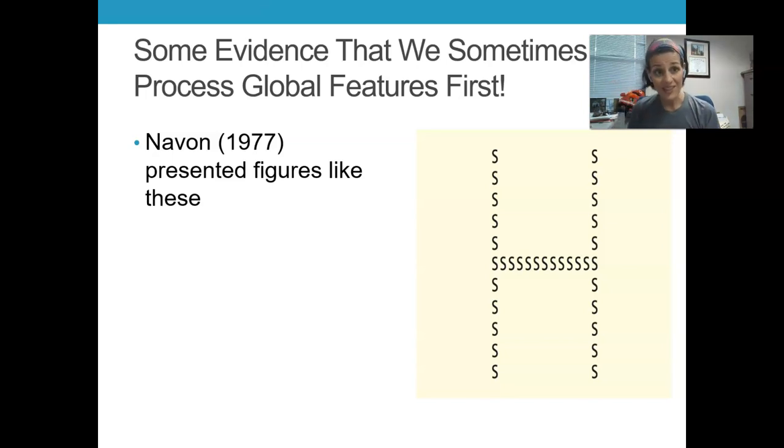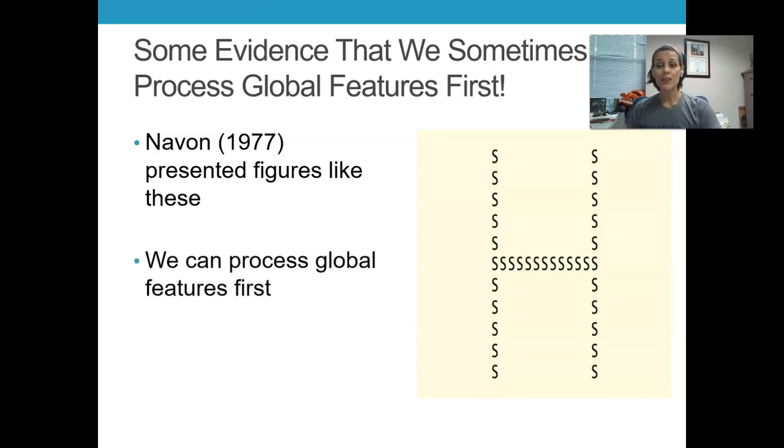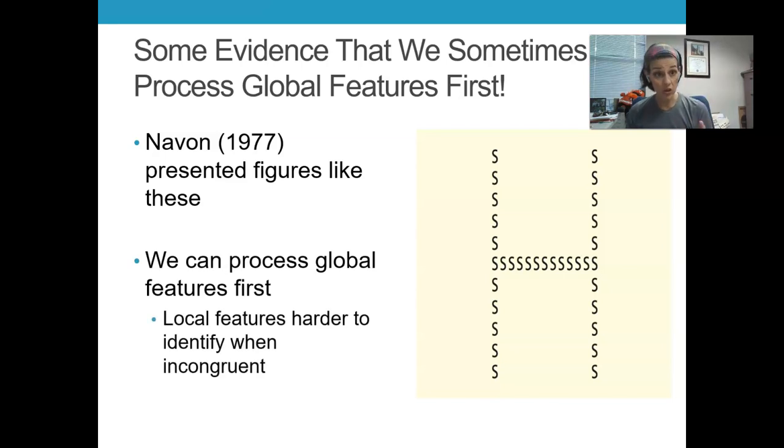But there is some evidence that depending on the situation, we process the global image first. So Navon presented people with figures like these and asked them to identify either the local feature or the global letter that this made. So here we have a global H made up of local features of smaller S's. And what's interesting is that Navon found that we actually process global features first. And he found that local features are often going to be harder to identify when they're incongruent. It's harder to identify these S's when it doesn't match with the global feature.